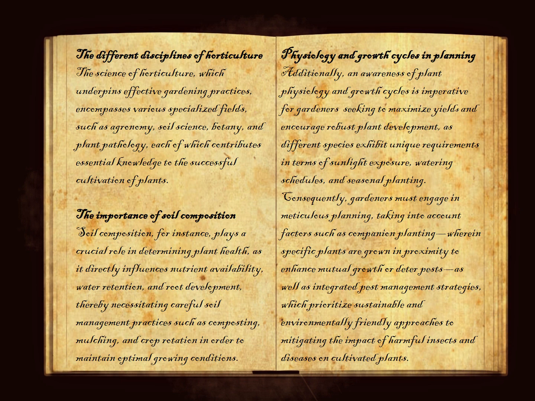Okay, well, much better. I can see now that there are chunks of text and they've been divided into paragraphs, and you've got a heading there that will tell you what it's about. So the first one we know is about the different disciplines of horticulture. The second one's about the importance of soil composition. And finally, you've got physiology and growth cycles in planting. That way, as a reader, I can go to the part that I'm more interested in. The language, granted, still needs work, but we'll get back to that later.